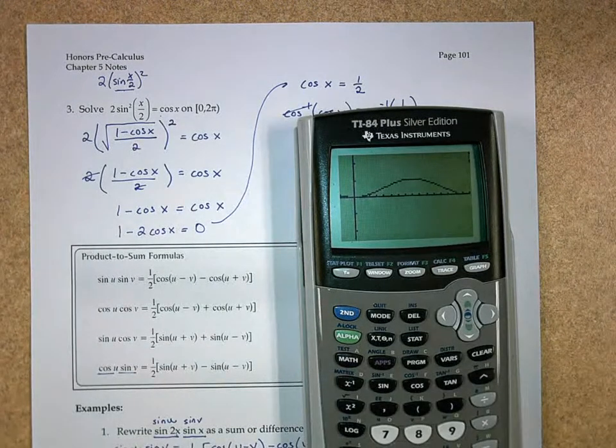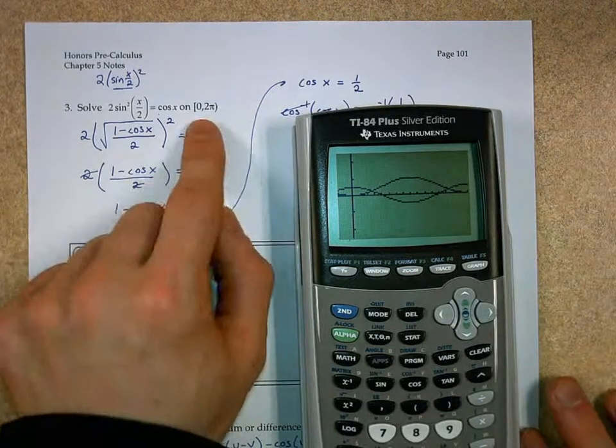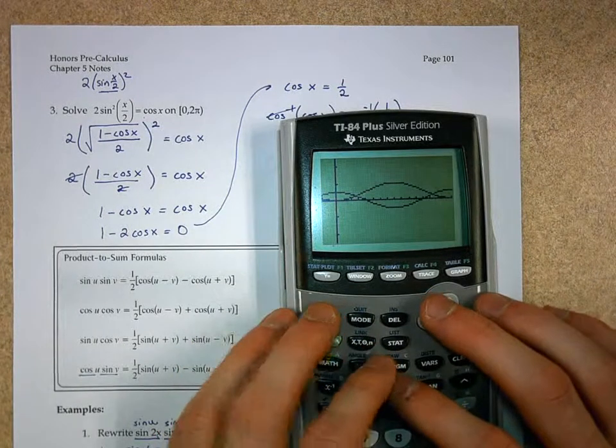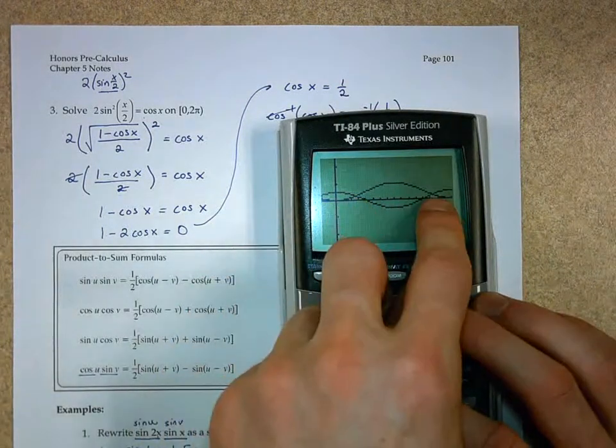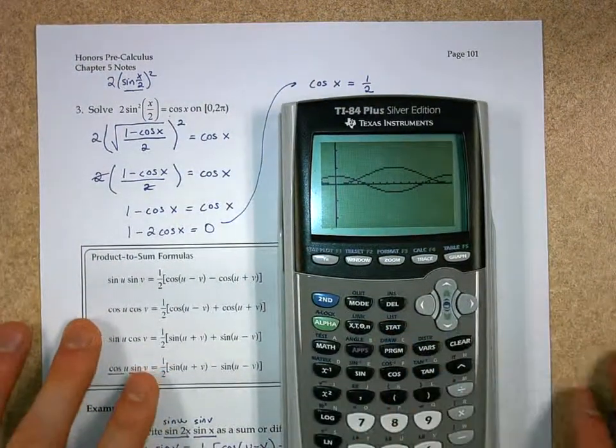And there's my 2 sine squared of x divided by 2 function. And there's my cosine of x function. Once again, I'm in radian mode since I'm going from 0 to 2 pi. And I want to find the intersection of these two lines, which is right there and right there. And those should be at pi over 3 and 5 pi over 3. So let's verify that that's correct.